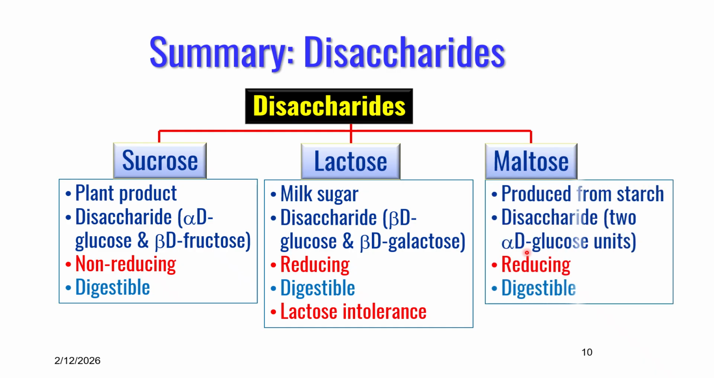And the third one we discussed is maltose. It is also a disaccharide. It is produced from starch by the action of alpha amylase in our GI tract. It is made up of two alpha D glucose units connected by alpha 1,4 glycosidic bond. It is fully digestible, and it is a reducing sugar as well.